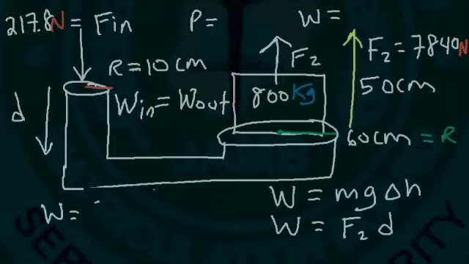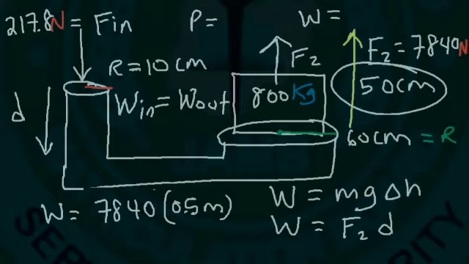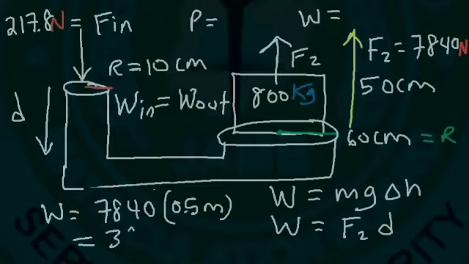So it's going to be force, which is 7840, times the vertical displacement in meters, which is 0.5 meters. 50 centimeters is half of a meter, and 100 centimeters is 1 meter. So half of 7840 is 3,920 joules. So that's how much energy is required to lift the 800 kilogram crate by 50 centimeters, which means that we need to apply the same amount of energy to push this cylinder down so that this cylinder can go up.